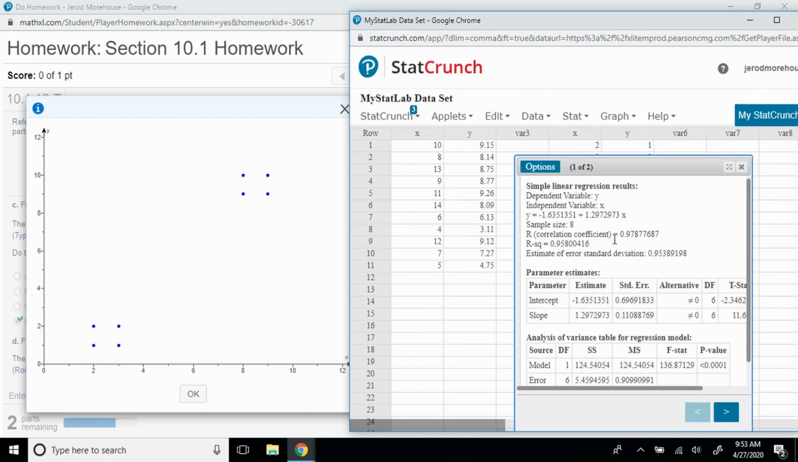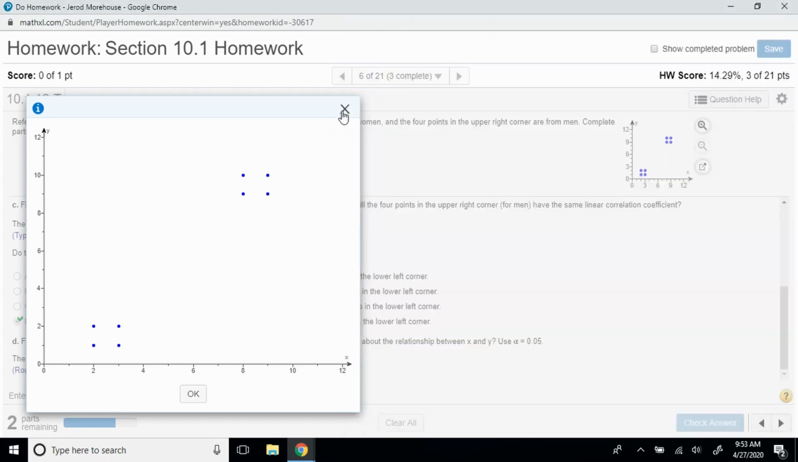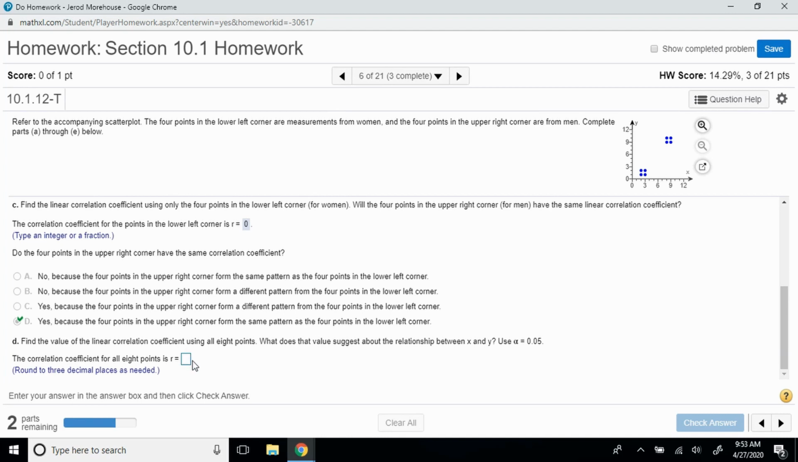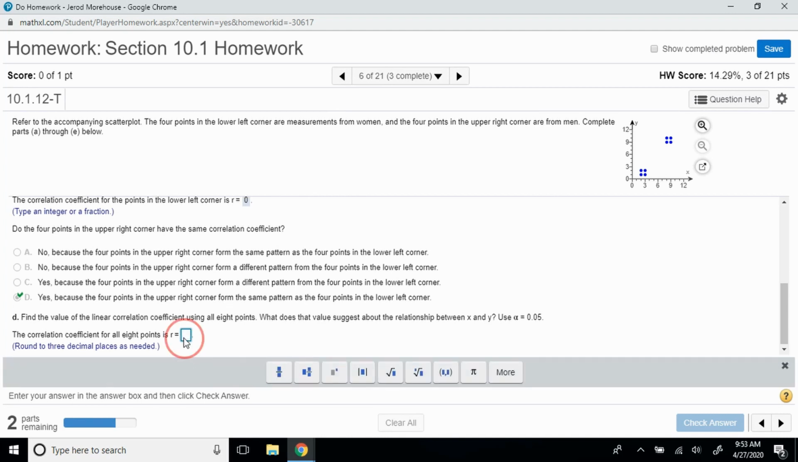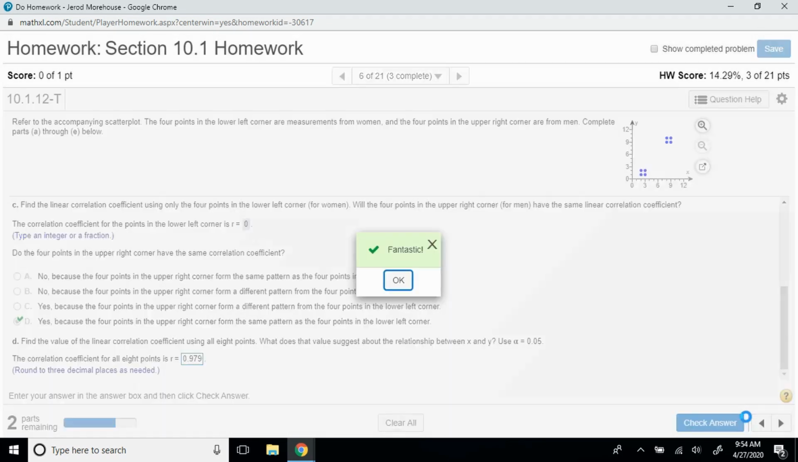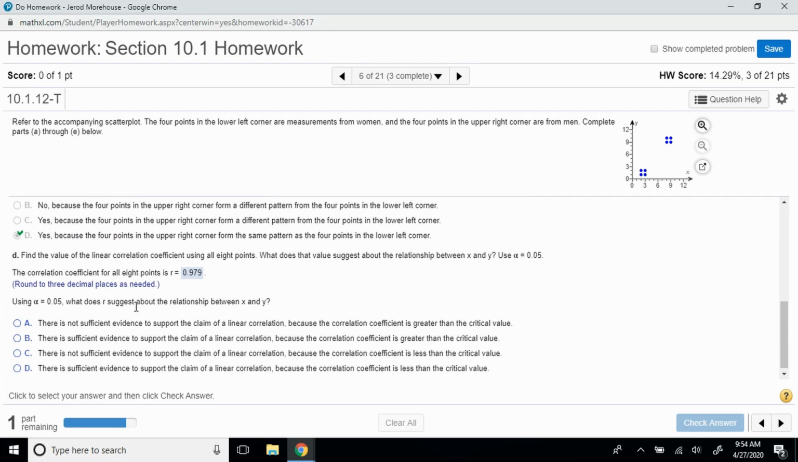And we can see here it actually gives us a very strong correlation coefficient now, 0.9787. Let's go back here. 0.97, I think it was 87. So if we round it, it'll be 0.979. Let's check that answer. All right, it likes it. So using an alpha of 5%, what does this R suggest about the relationship between X and Y?